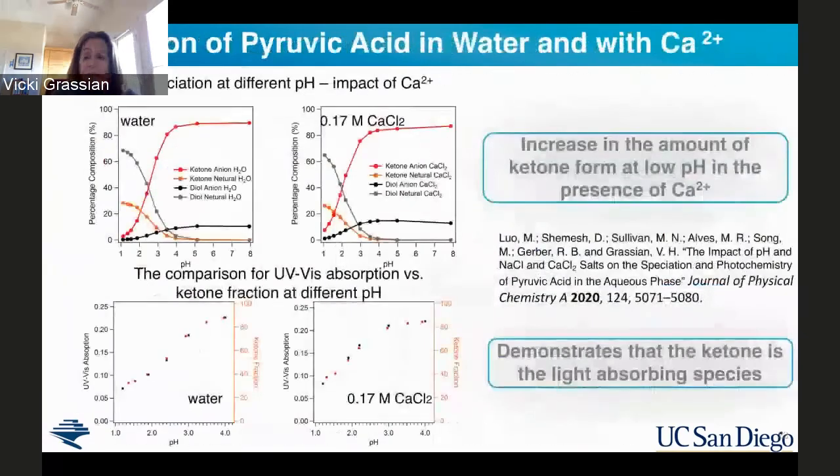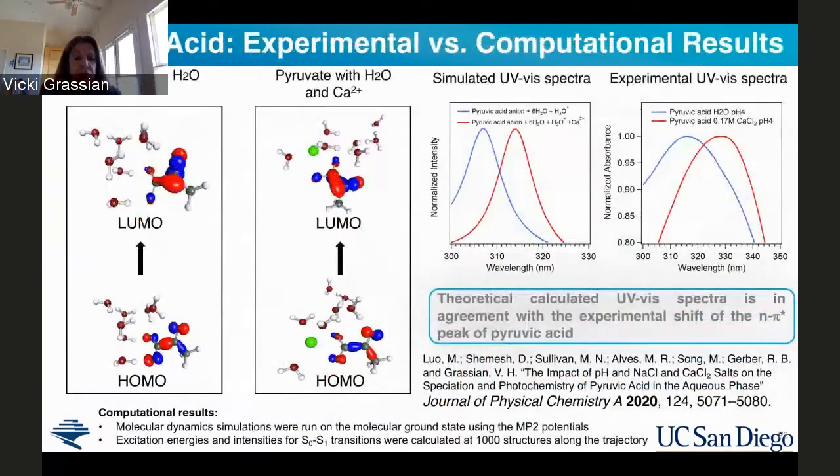So we talked to our collaborators. This time, our collaborators are Benny Gerber and Dorit Shemesh, who were calculating the excitation of pyruvate in the presence of water, in the presence of calcium. And you see that green is the calcium, which binds to the carboxylates. And what they were able to do was show in their calculations that you get the shift that we observe.